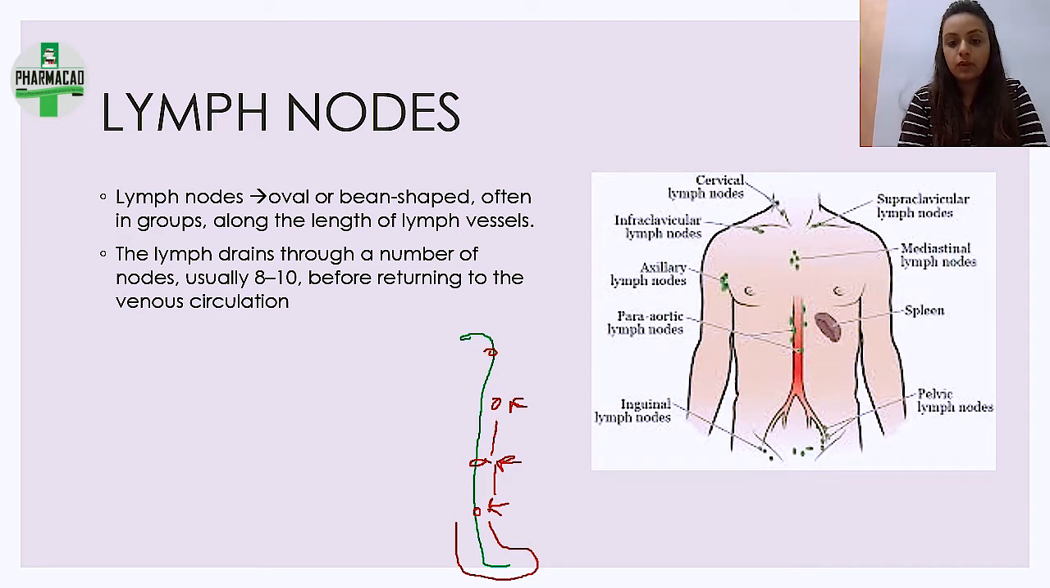The same lymph is going up. It is checked at various points before it enters the venous system. That is why having more lymph nodes, even for the same lymphatic vessel, is necessary.